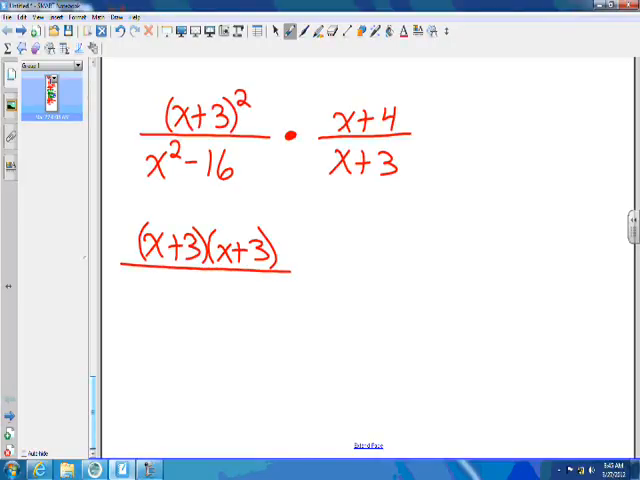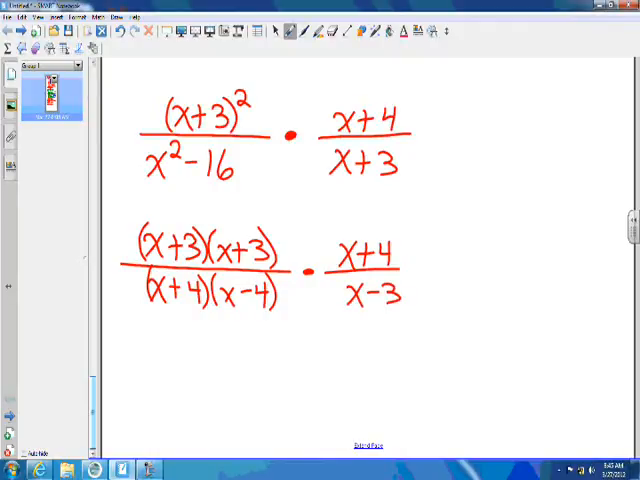So what's the bottom? Difference of squares. So you would write the square root of x squared and 16. What's the square root of 16? So x plus 4 and x minus 4 there. Anything change in the second fraction? No. X plus 4 and x plus 3.